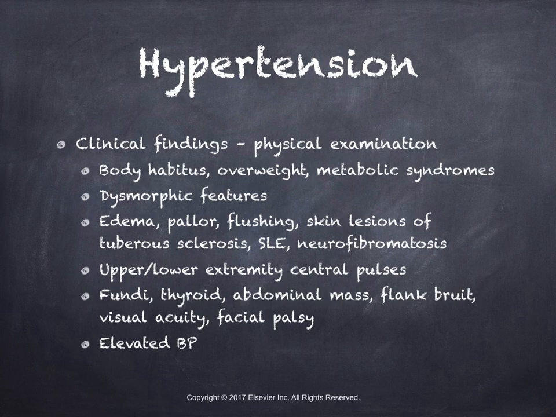Clinical findings on physical exam, you want to look at the body habitus. Is the child overweight? Does the child have signs of metabolic syndrome, acanthosis nigricans, or other findings? Any dysmorphic features? Is there any edema, generalized edema associated with something like a nephrotic syndrome or some other renal problem? Any lesions that could be indicative of neurofibromatosis or lupus or tuberous sclerosis.